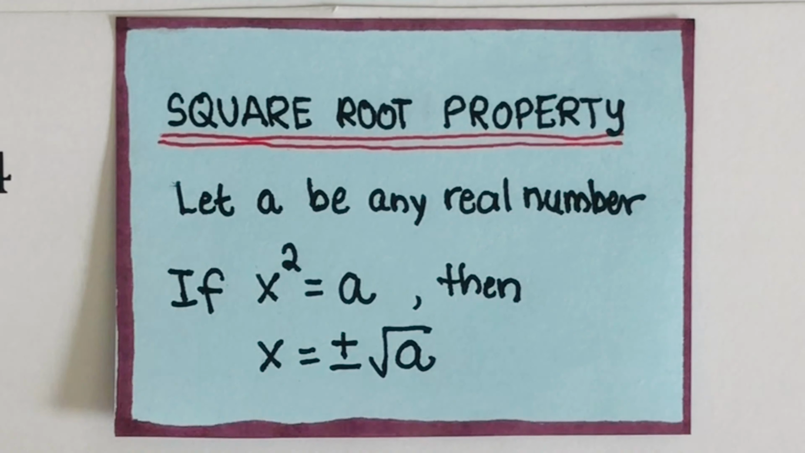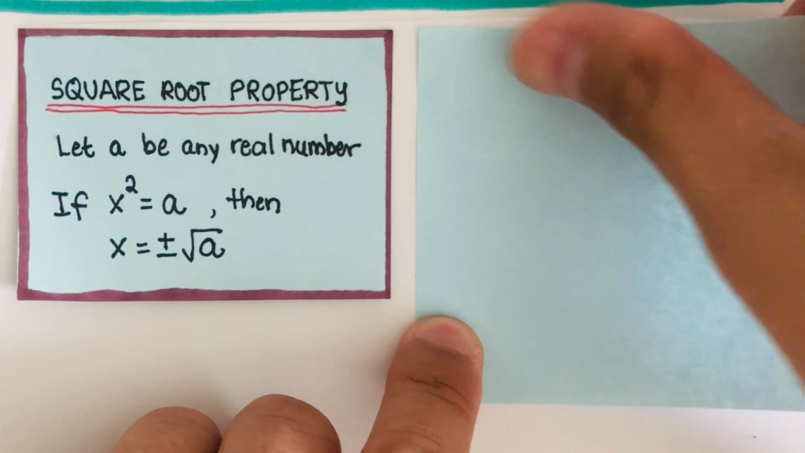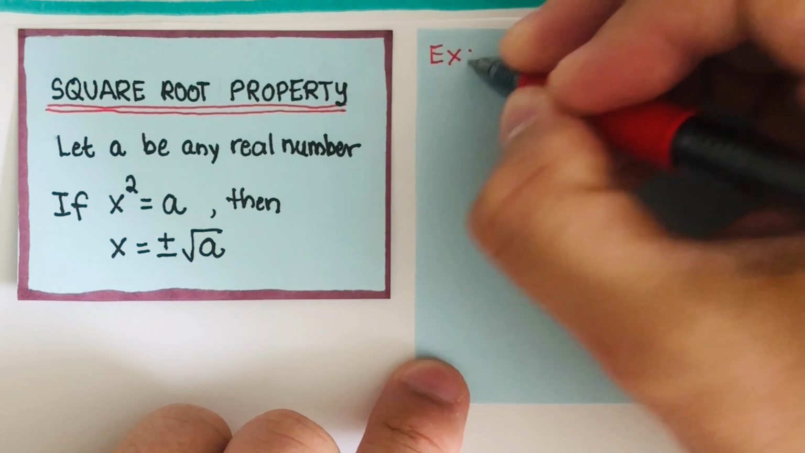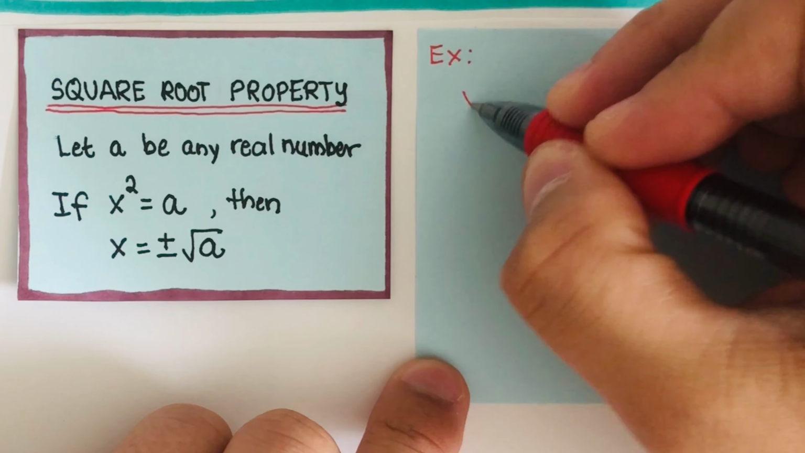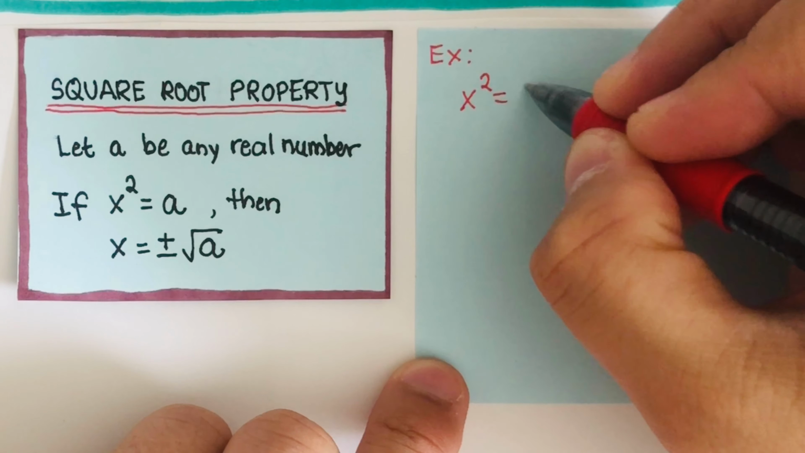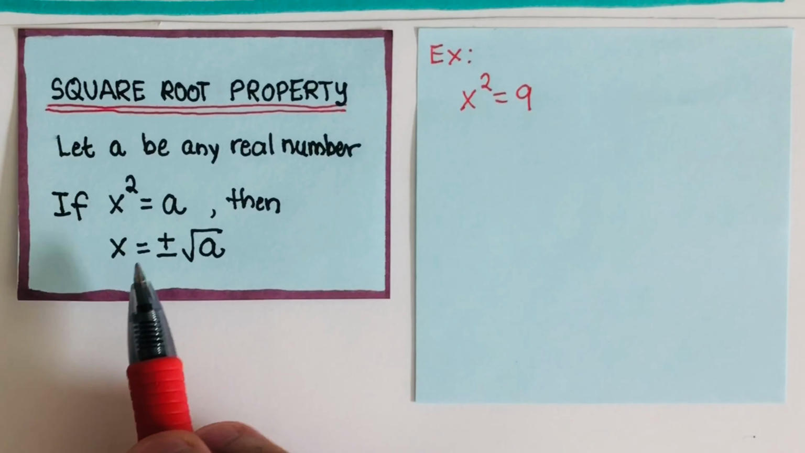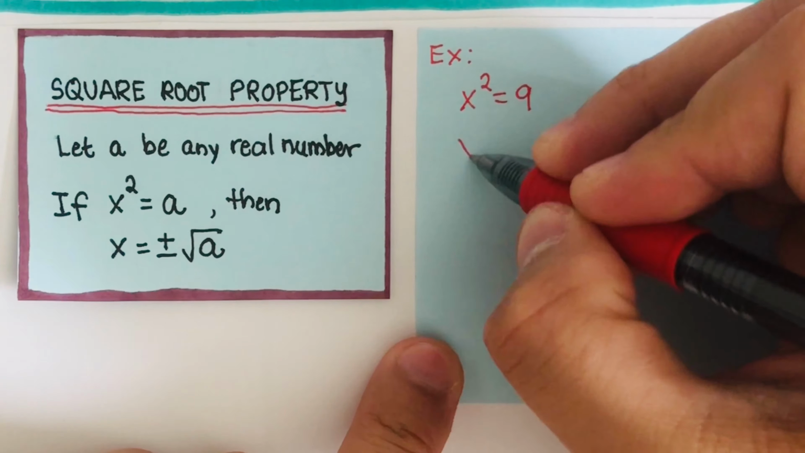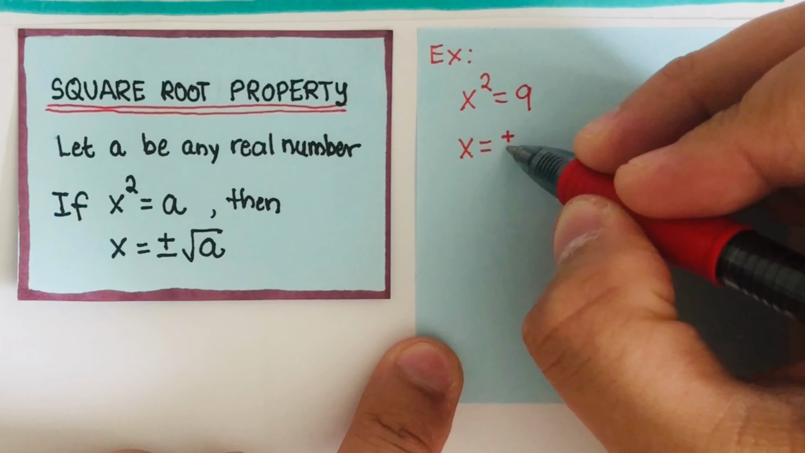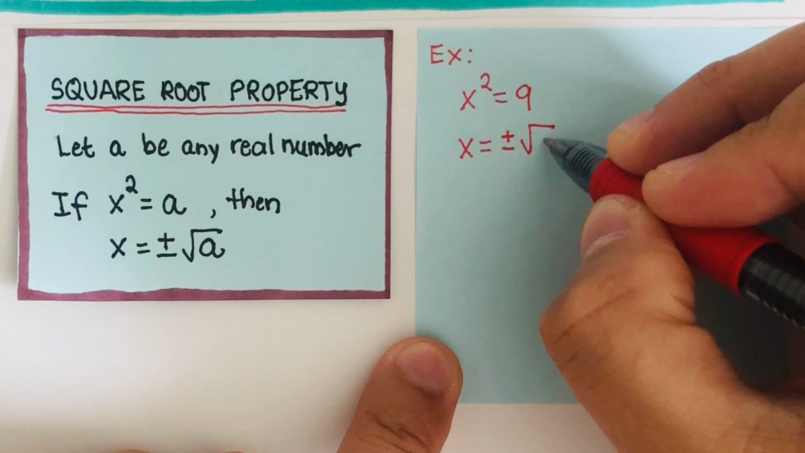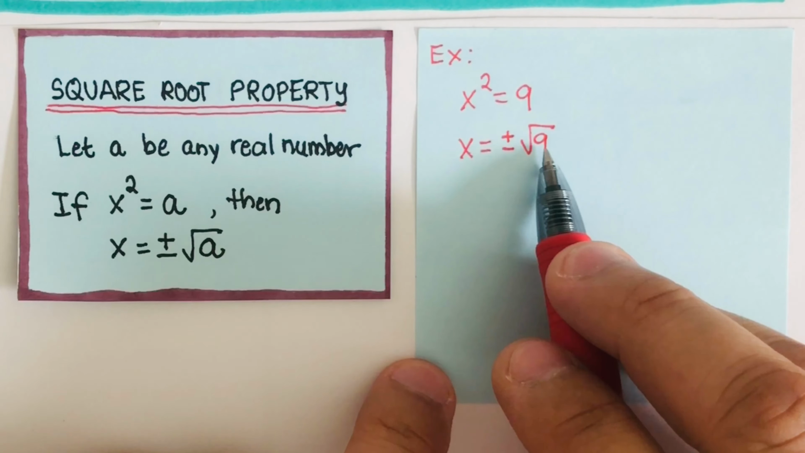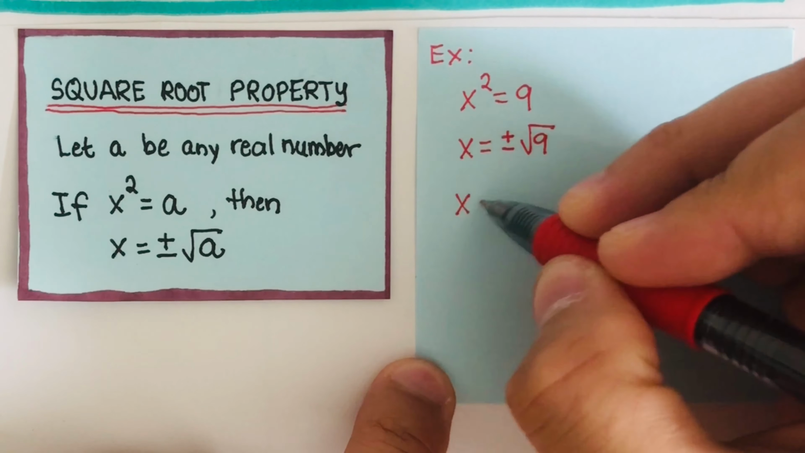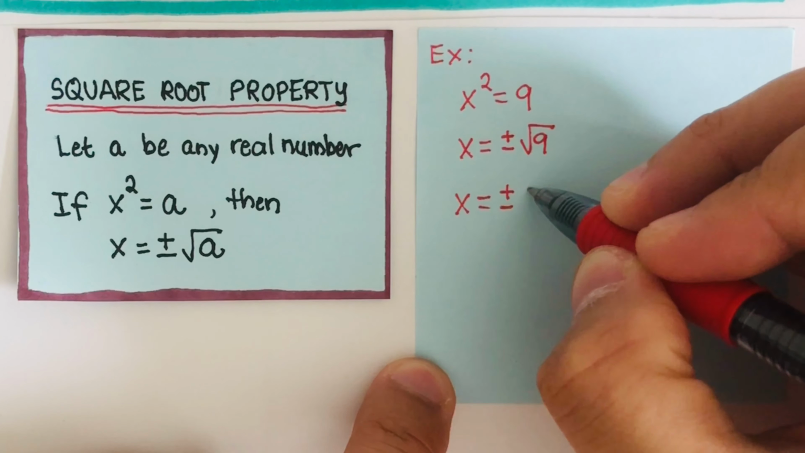Now let's have an example to better see this. Suppose I have, let's say, x squared is equal to 9. Using this property, I can go ahead and write that x is equal to plus minus square root of 9. Square root of 9 is 3.